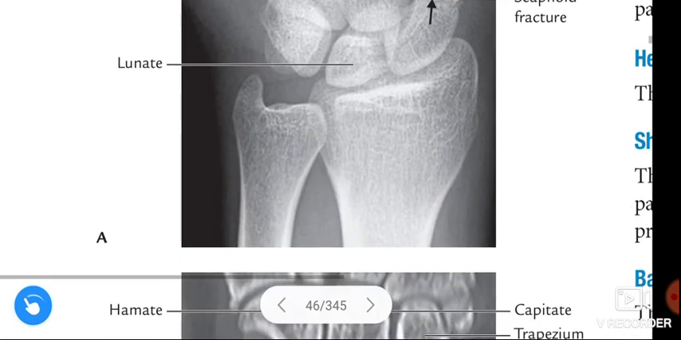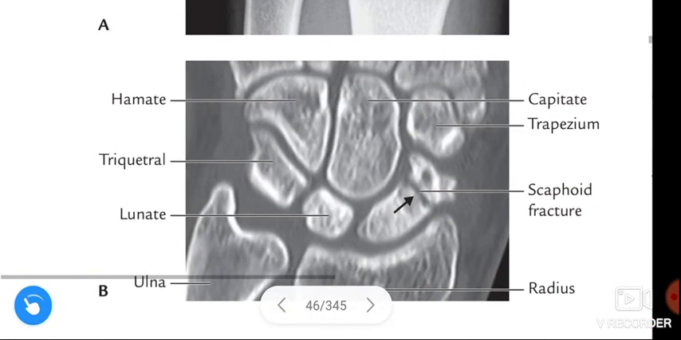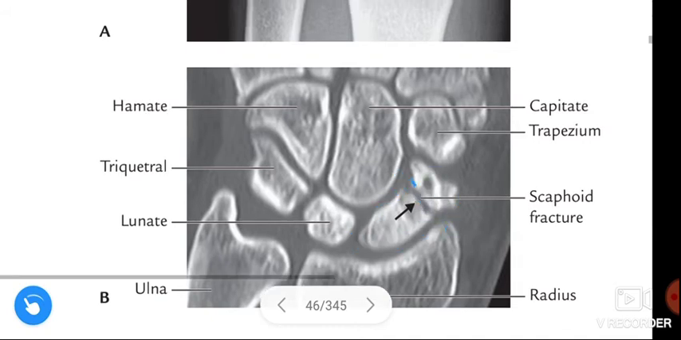I show you another one in CT scan. This is the CT scan, and this is the scaphoid fracture. This is the area. This is the narrow area, mostly where the scaphoid fracture occurs.